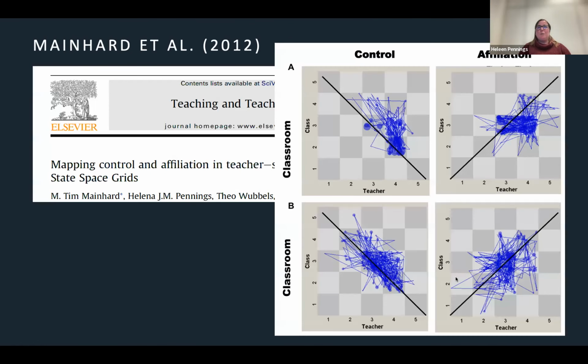And he also looked at complementarity. So for example, the black line here is perfect complementarity, and he wanted to see how complementarity could be shown in these state space grids.